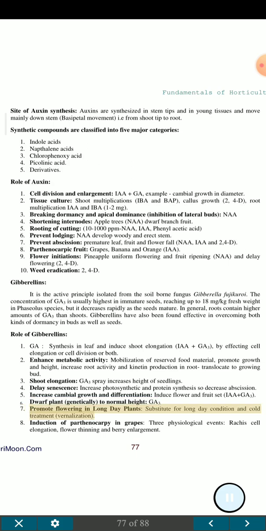7. Promote flowering in long day plants, substitute for long day condition and cold treatment, vernalization. 8. Induction of parthenocarpy in grapes, 3 physiological events, rich in cell elongation, flower thinning and berry enlargement. Agrimoon.com. Fundamentals of Horticulture.